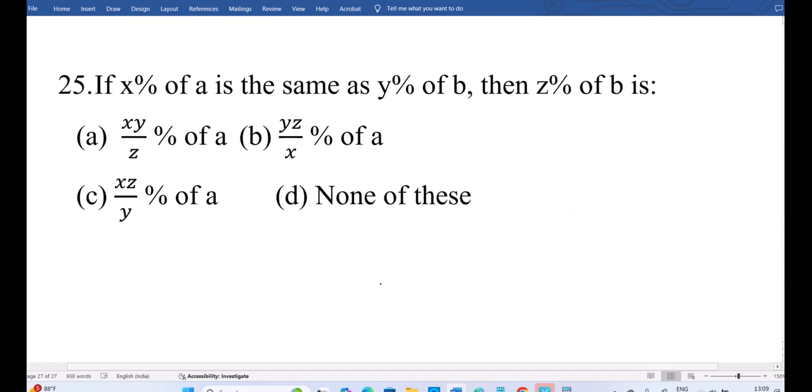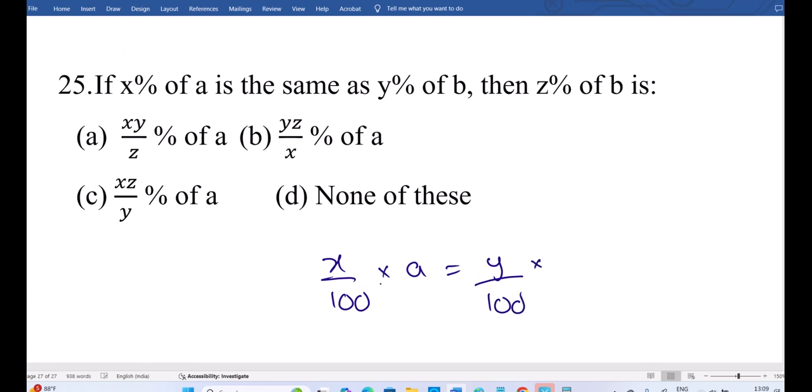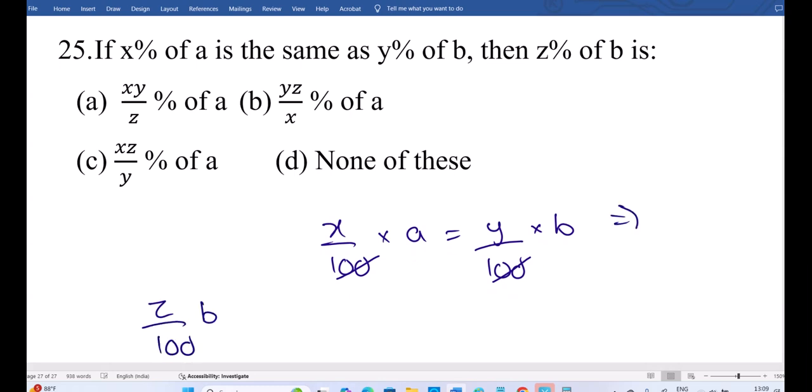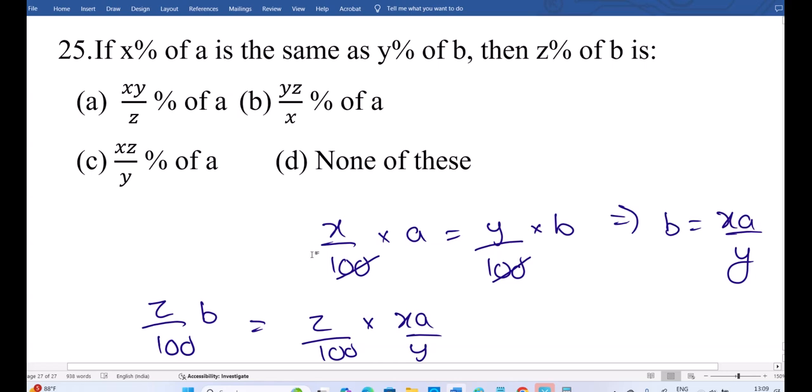Here x% of A means x divided by 100 into A, which is the same as y% of B, y divided by 100 into B. So this 100 will get cancelled. Now z% of B means z divided by 100 into B. B can be written as xA divided by y. So in place of B, write x into A divided by y. So option C is correct.